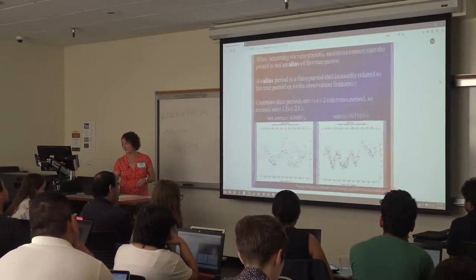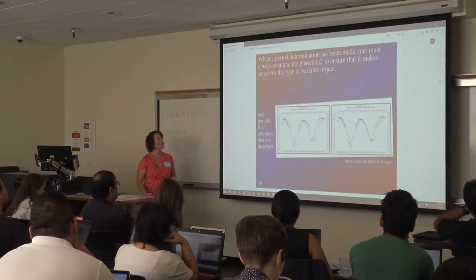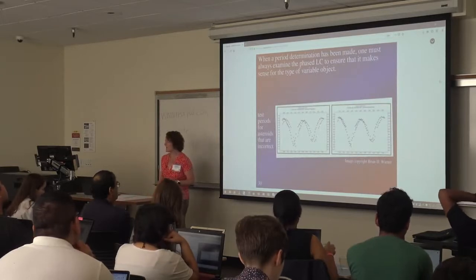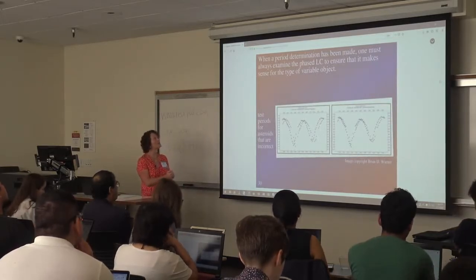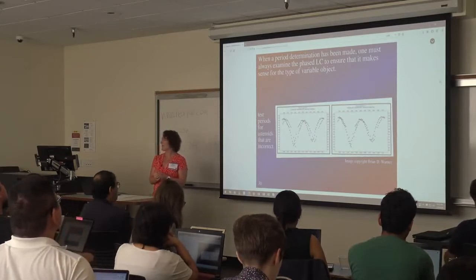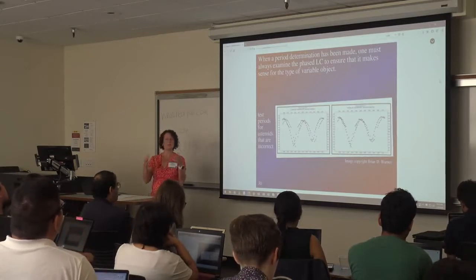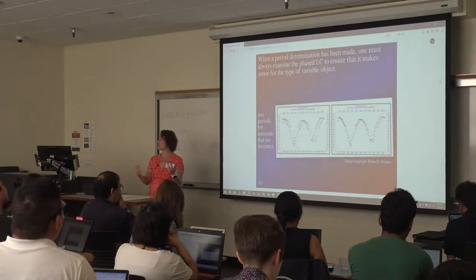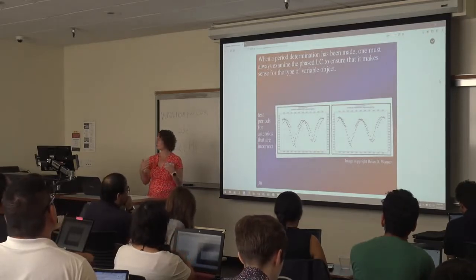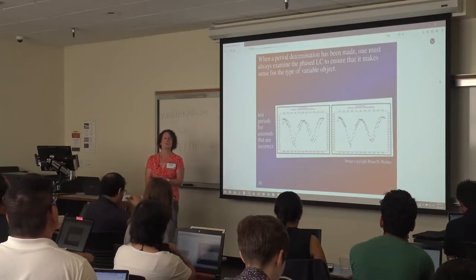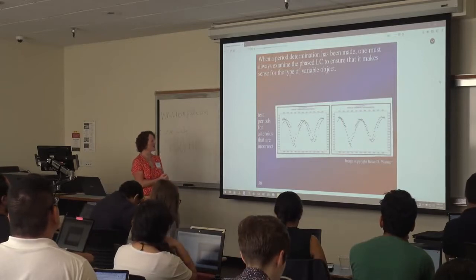And last thing. Once the period determination has been made, one must always look at the phase light curve to ensure that it makes sense for the type of variable object. So you've got as many peaks and troughs as you expect, and the shape makes sense compared to what you expect. You always have to take a look at that. Don't trust the computers on everything. We have to intervene and make sure that it's correct.